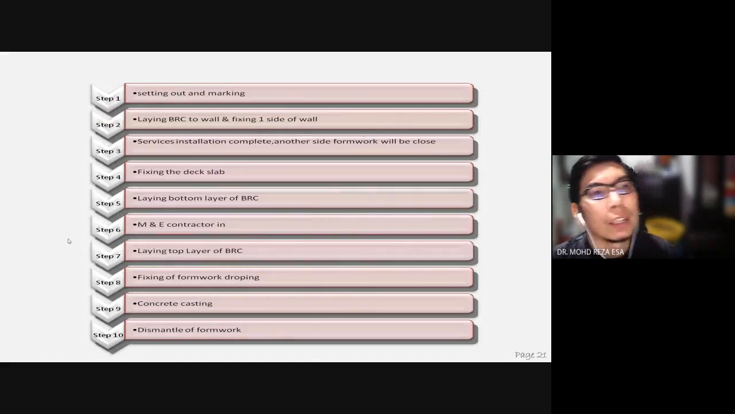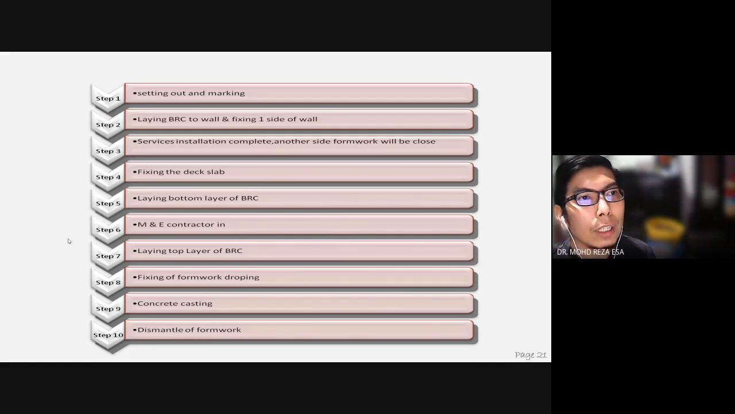This is in general the steps of using aluminium formwork system in your construction project. So firstly, you have to do your setting out and marking. You can mark the location of your wall components, kat mana kena buat marking, supaya bila you nak pasang the panels of the formwork is much easier sebab you dah mark, you dah buat setting out the areas.